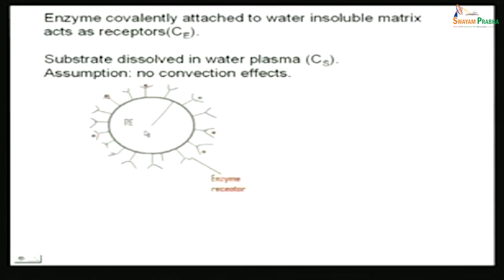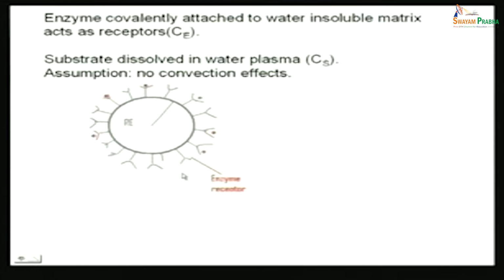Now, the substrate is dissolved in the surrounding CS. What we are trying to figure out is the observed reaction rate, because the intrinsic reaction rate is something we know, but we have already understood that because of mass transfer limitations, the observed reaction rate is going to be less than the intrinsic reaction rate.